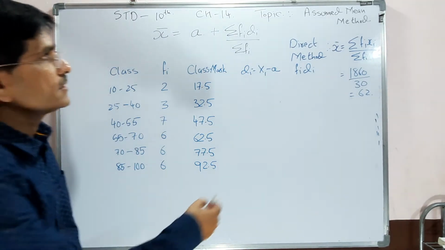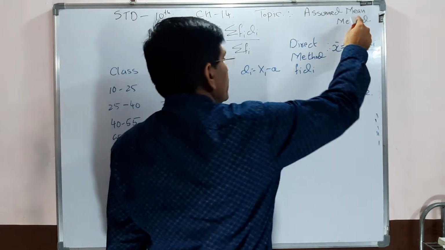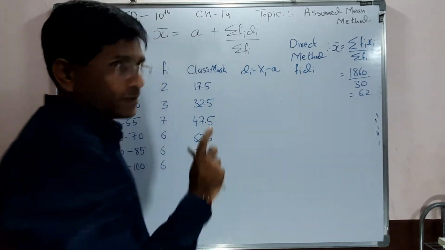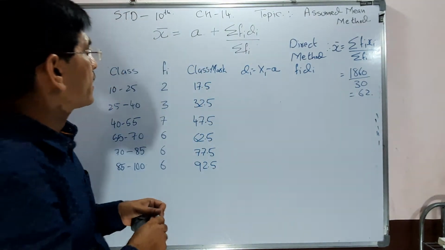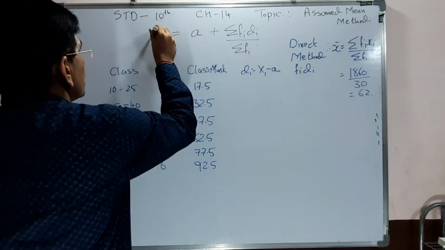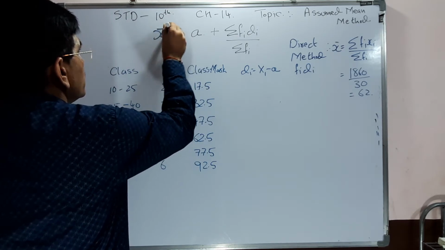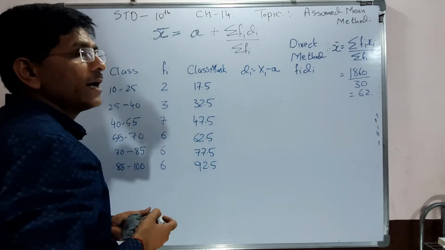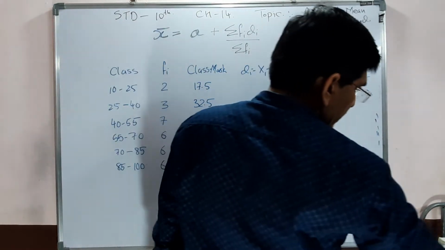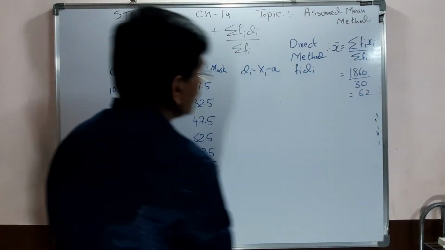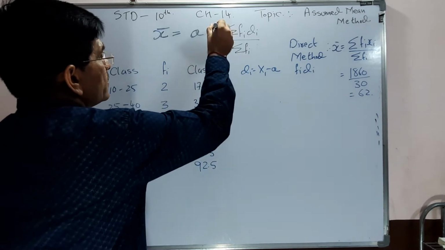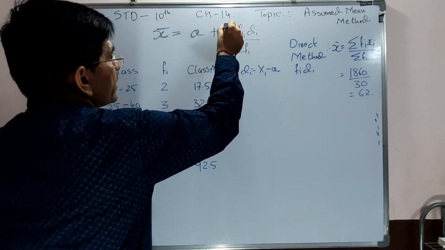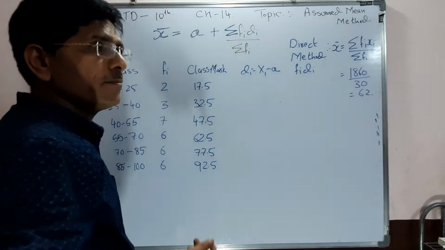Now important is the formula for the assume method. First of all, x bar is equal to a, that is assume, we can say. After assume, that is a. So a plus sigma, we know what is the meaning of sigma, matlab sum, fi.